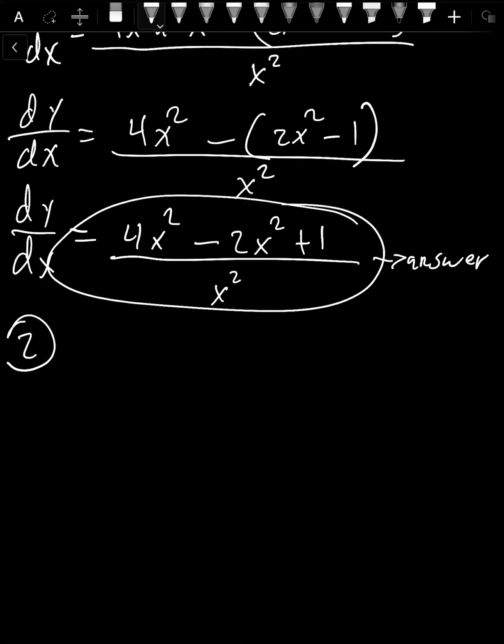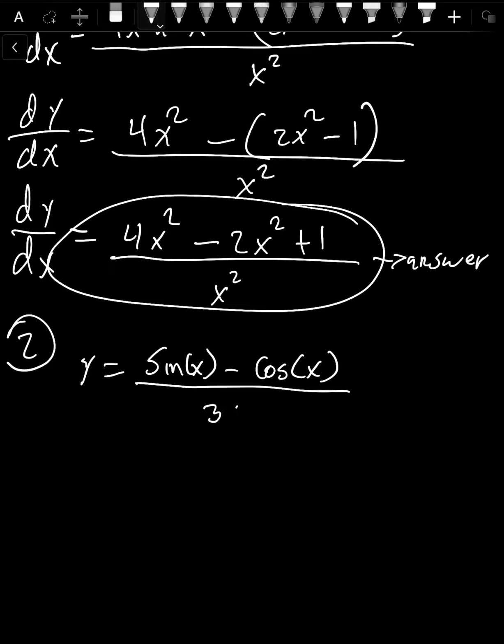All right, let's do another example, number 2. All right, let's do this one. y is equal to sine of x minus cosine of x, all this over 3x squared. Like we did in the last example, let's identify our terms, u and b.